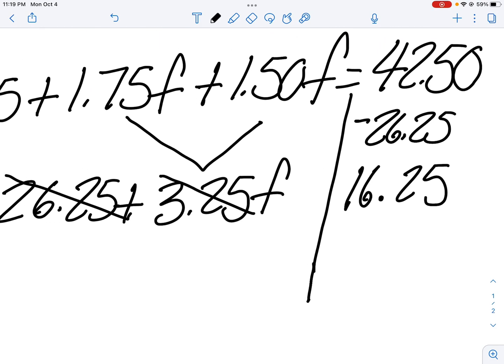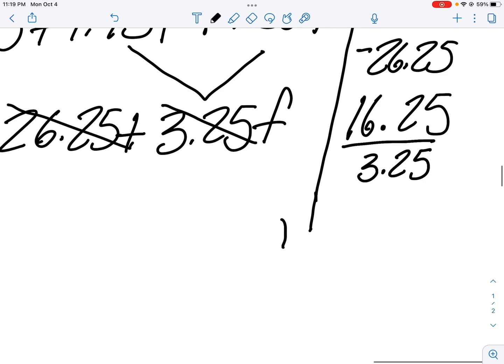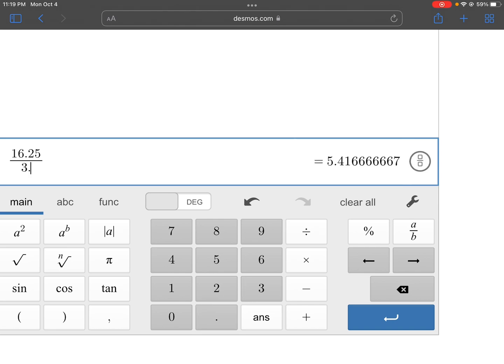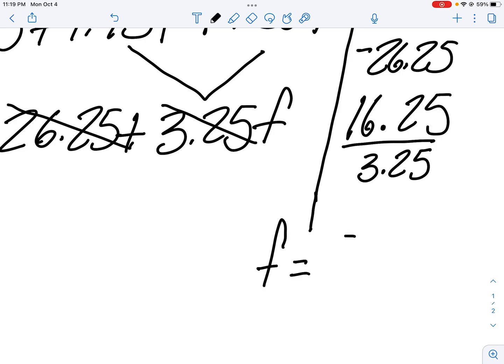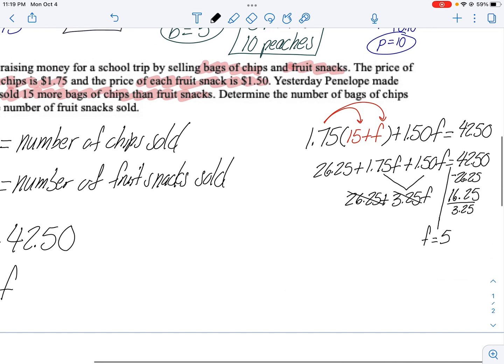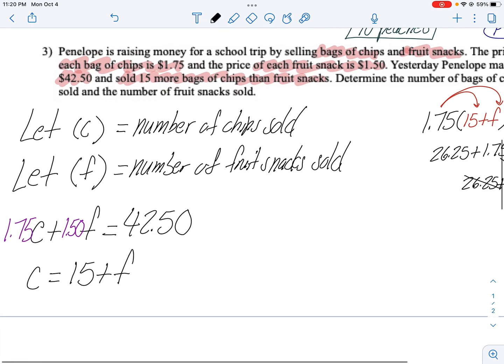And to solve for F, I'm going to cross out and divide 16.25 by 3.25, and that's going to give us 5. So the number of fruit snacks sold is 5 fruit snacks.